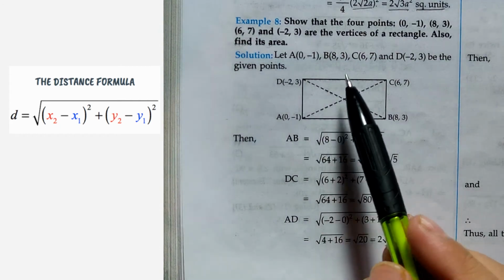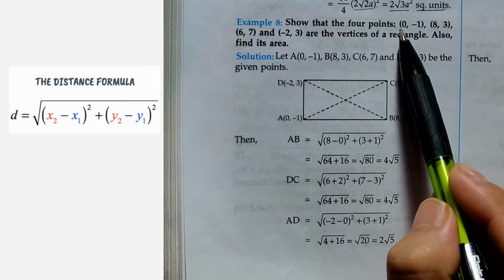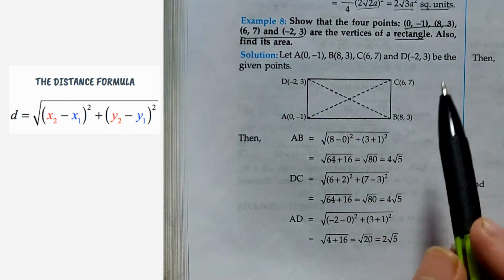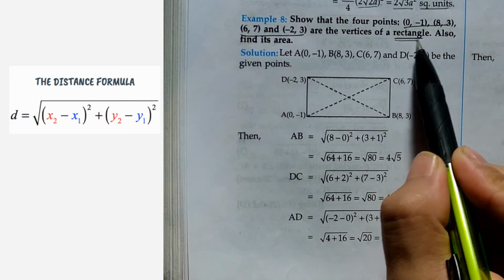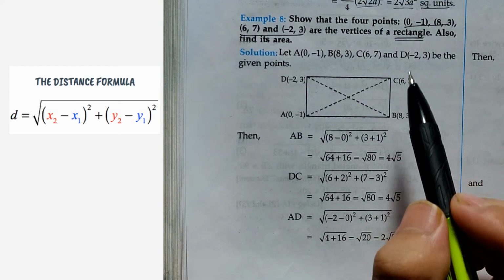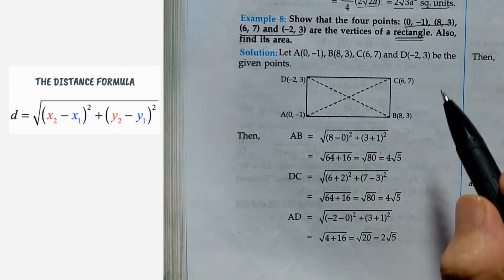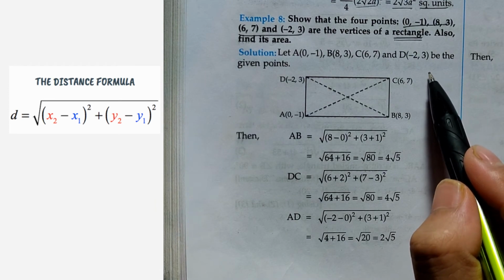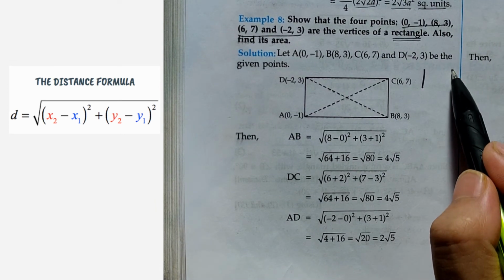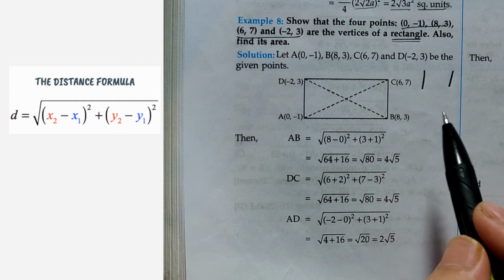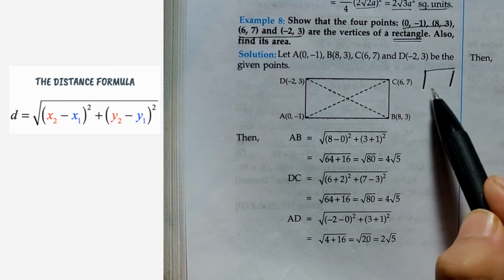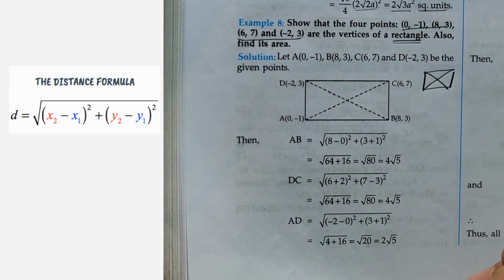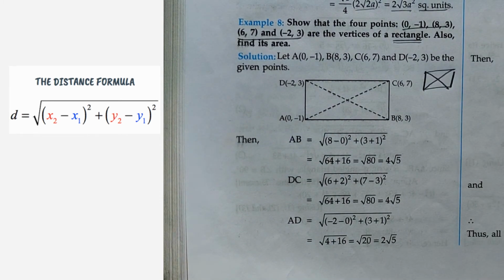Let's look at one more example where we have to show that these 4 points are the vertices of a rectangle. Now, before we can show whether it is a rectangle or not, we need to know the properties of a rectangle. So, as we have already seen, the properties of a rectangle are opposite sides are parallel and equal, and the diagonals are also equal.